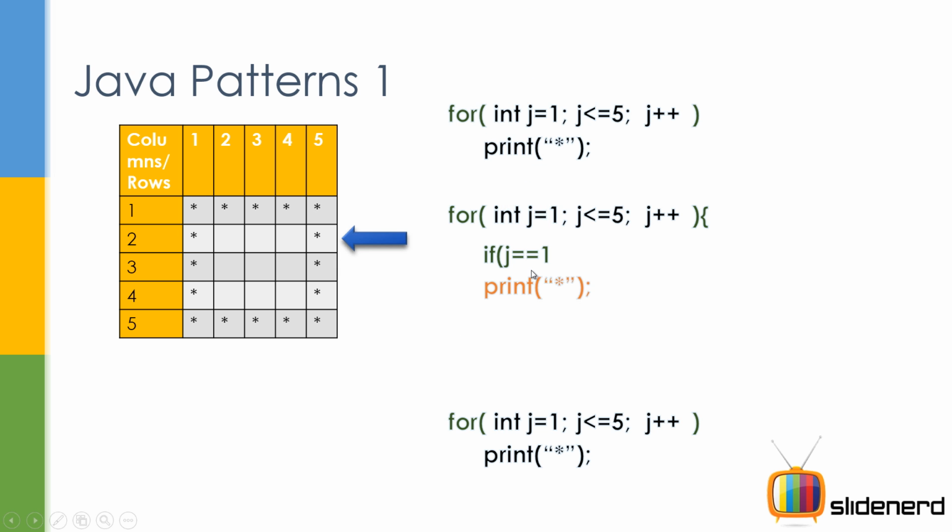So let's go ahead and see how that works. If we say if j is 1, or we say if j is 5, then we print a star, otherwise we print a blank space. So I hope you guys are understanding what is going on over here. It's pretty simple. Remember, if it's the first column, we print a star. If it's the last column, we print a star. Otherwise we print spaces, nothing else.